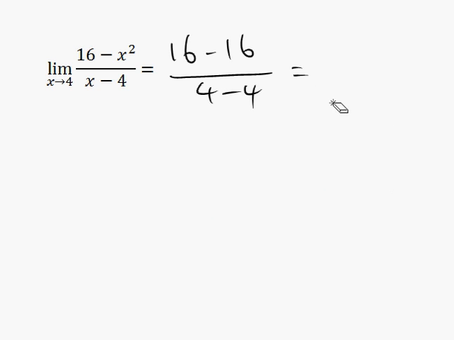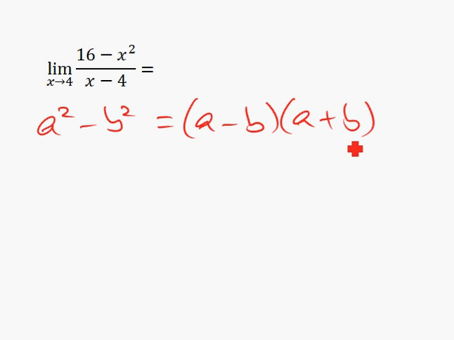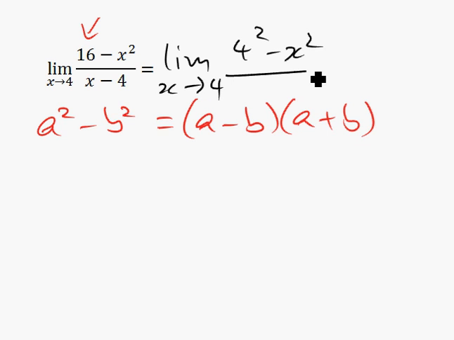If we simply put in the value x equals 4, we will definitely get stuck. What we need to do is some simplification beforehand. So you need to remember this: a squared minus b squared equals a minus b times a plus b. And you can see that this 16 is actually 4 squared. So it's 4 squared minus x squared. Let's simplify that. What you'll get is limit x tends towards 4 of 4 squared minus x squared over x minus 4.